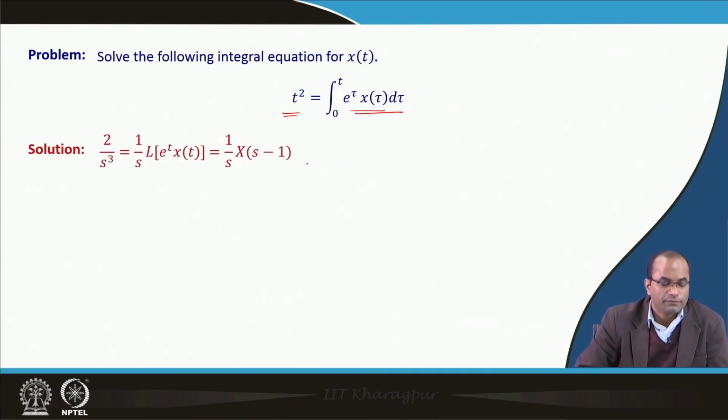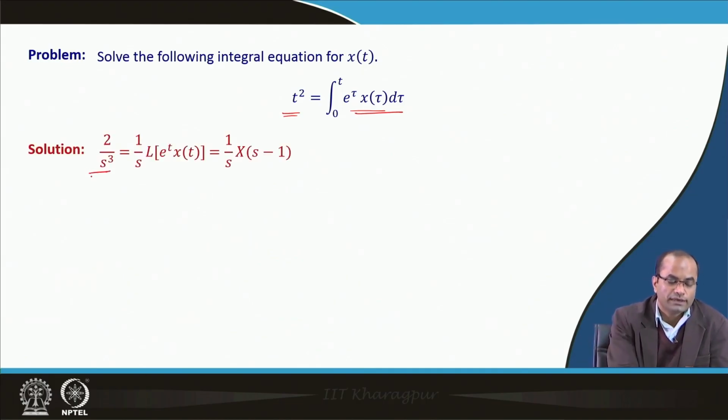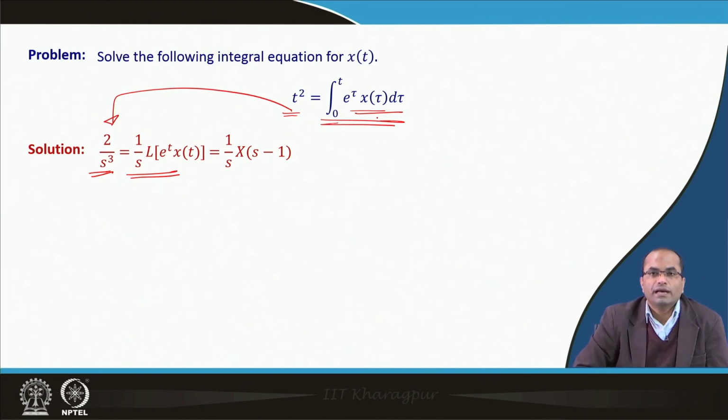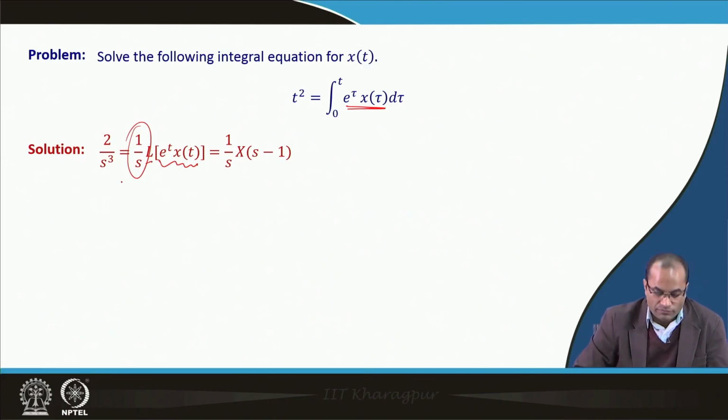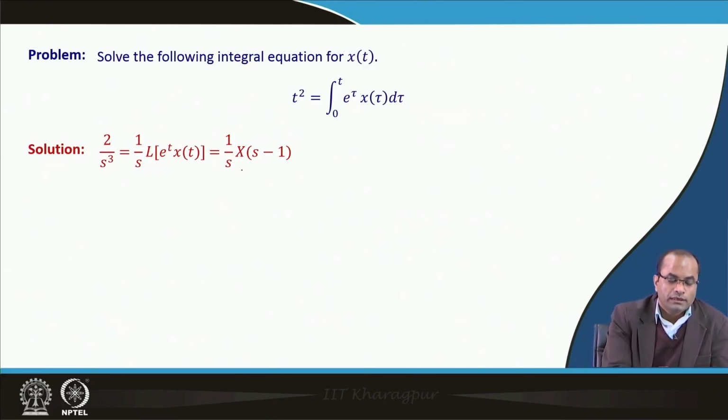So, here again we will apply the same principle. So, 2 over s cube, that is the Laplace transform of t square. Then we have this integral there, and we have already learned that for the Laplace transform of the integral only a 1 over s factor will come there, and the Laplace transform of this integrand, that is e^t x(t). Because of the integral we have 1 over s term. So, this is nothing but 1 over s and X(s minus 1).